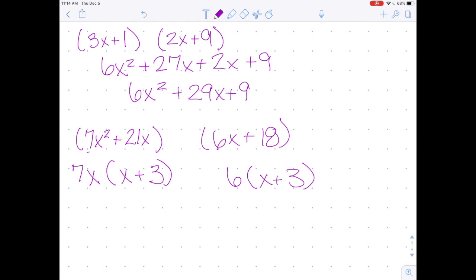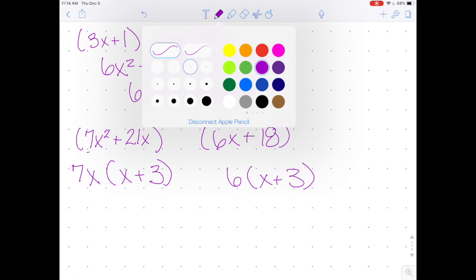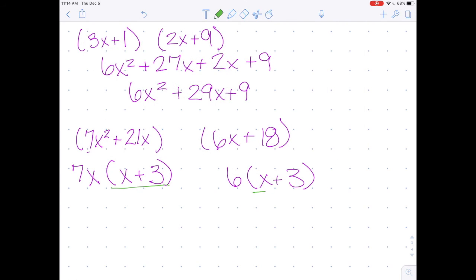So now there's something that matches here. This would be our pair. This x plus 3 and x plus 3. So we're going to write x plus 3. And then we multiply by the leftovers, 6 and 7x. So 6 times 7 is 42x.